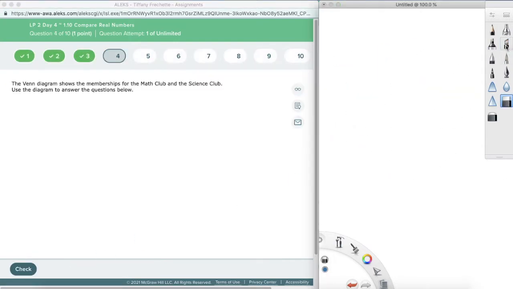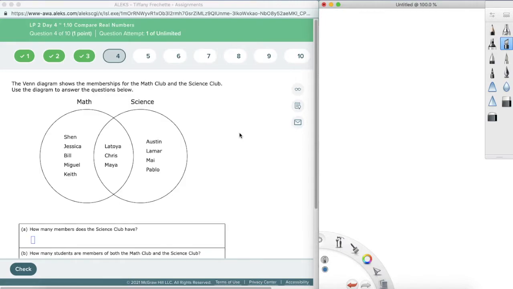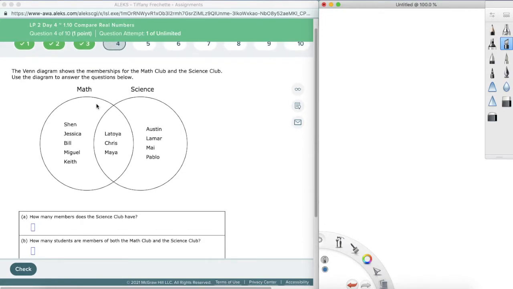Okay. The Venn diagram shows the memberships for Math Club and Science Club. Use the diagram to answer the questions below. So we have Math Club here, Science Club here, and this is both. So these 3 people are in both Math and Science Club.